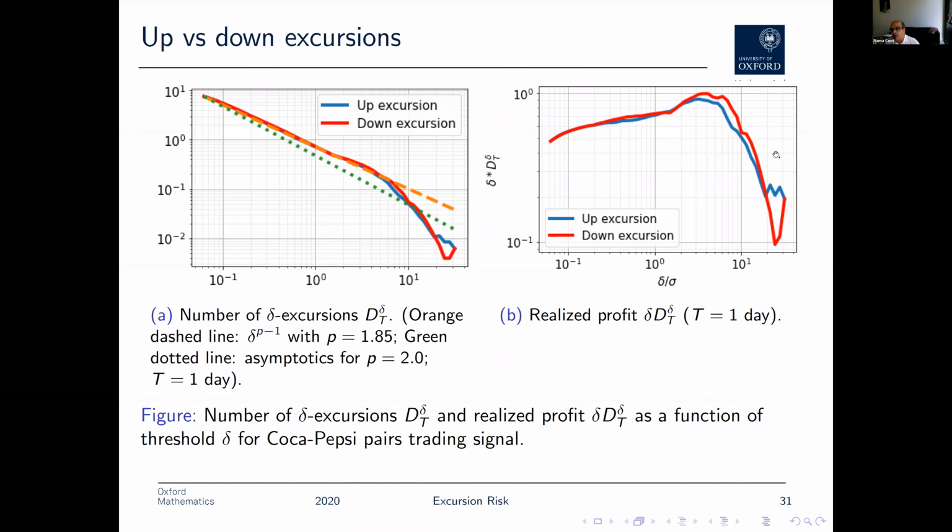These signals are not perfectly symmetric, but for small delta they are. So the high frequency behavior is the same for up and down crossings. And you can do the same for other signals. I'm not going to show the graphs, but they have a similar behavior.